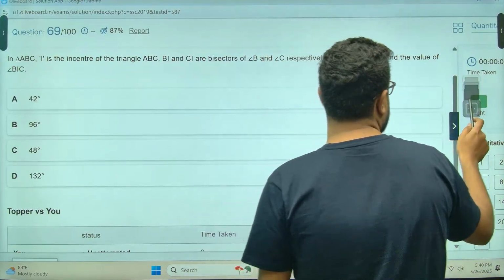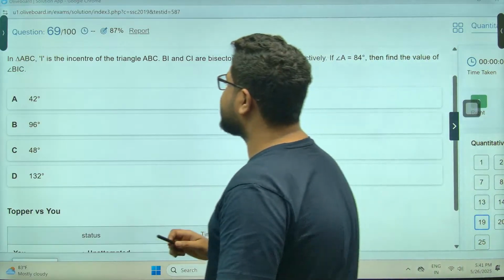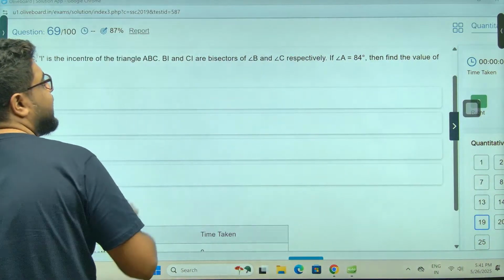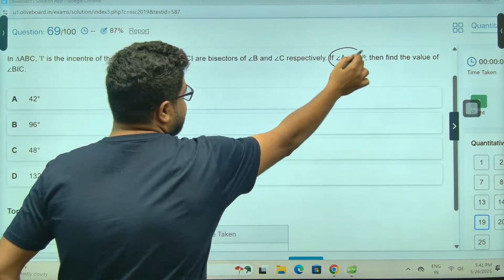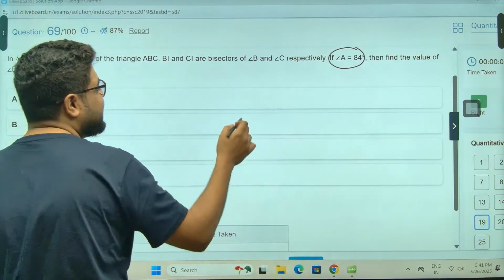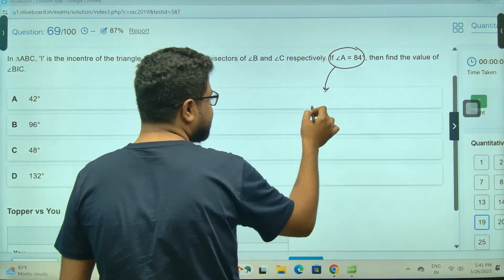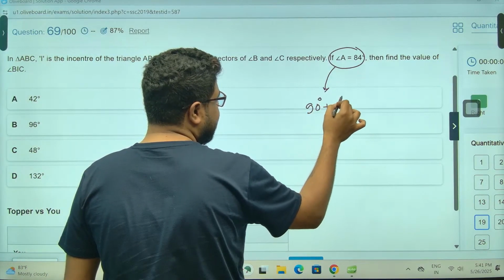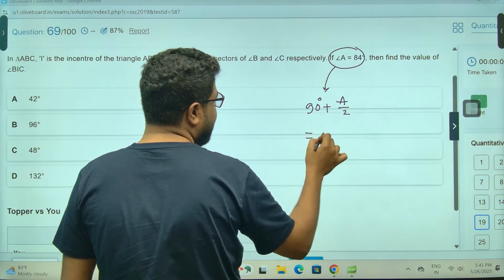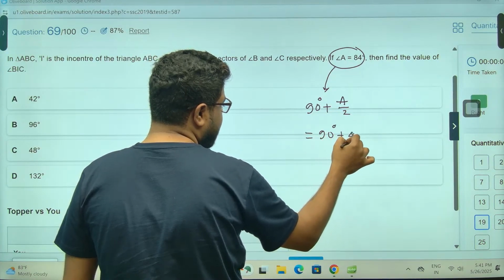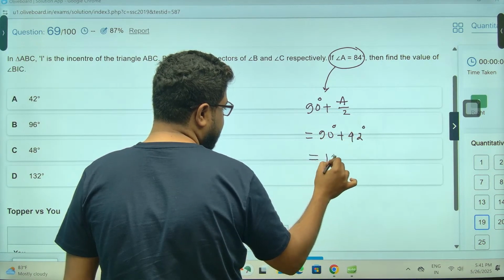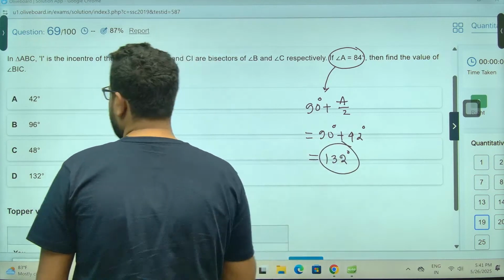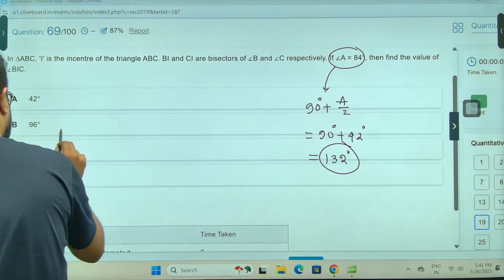Now, sir, it is an incenter question. I is the incenter, the ABC bisector. A is this. You don't even need to draw the diagram. The answer, the angle inside the triangle, will be 90 plus A by 2. 90 degrees plus 42 degrees, sir, 132. If you know this, you will say, sir, that's the answer.